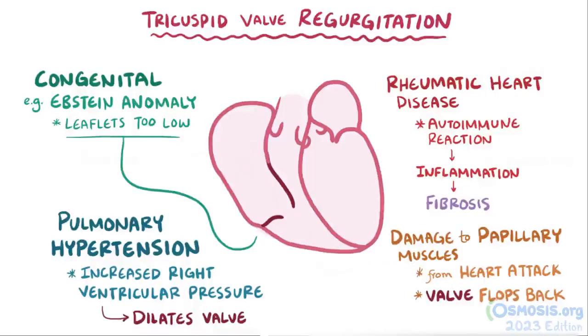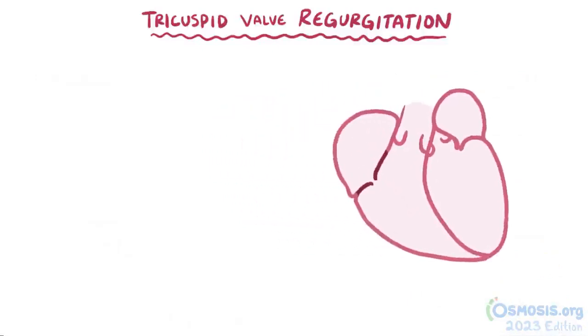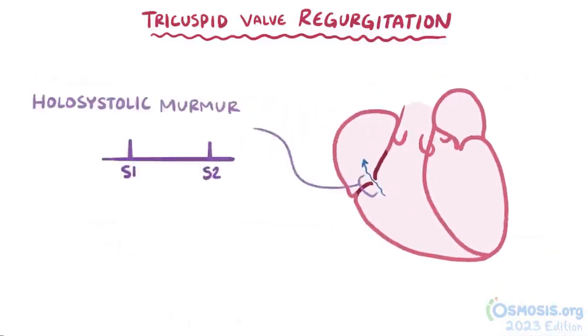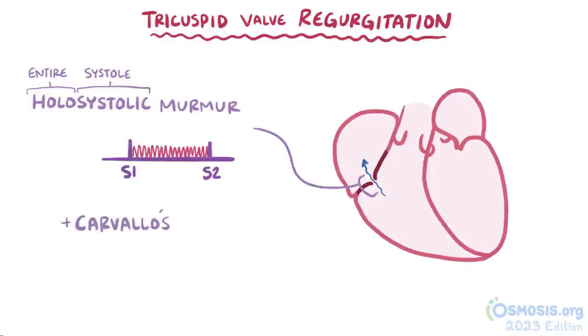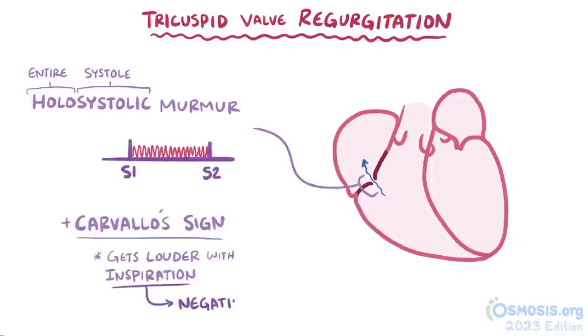So in all these situations, blood flows back into the right atrium during systole or heart contraction. This movement of blood can be heard as a hollow systolic murmur, because it's possible to hear blood flowing through for the duration of systole. There also might be Carvallo's sign, which is when the murmur gets louder with inspiration because the negative pressure in the chest brings more blood back into the heart, and more blood makes the murmur even noisier.